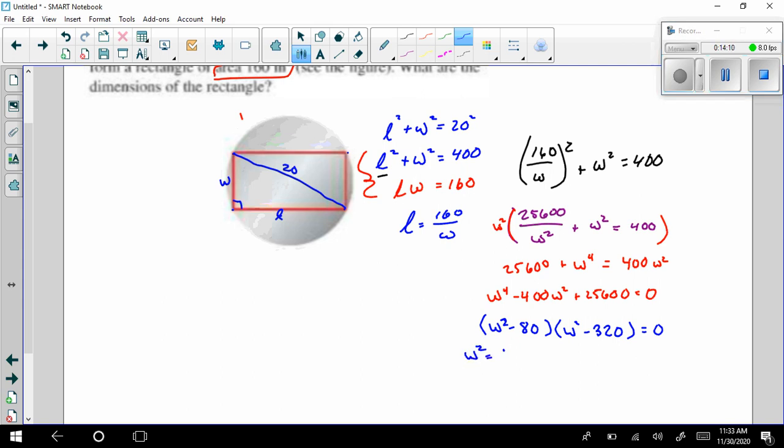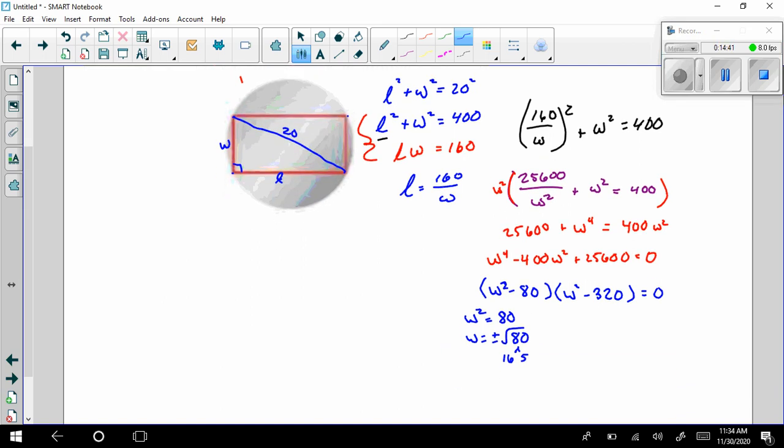So W squared is equal to 80. W equals plus or minus the square root of 80. We break that down into, let's see, we have 8, 10, and 16 goes into this 5 times. So W is equal to plus or minus 4 root 5.